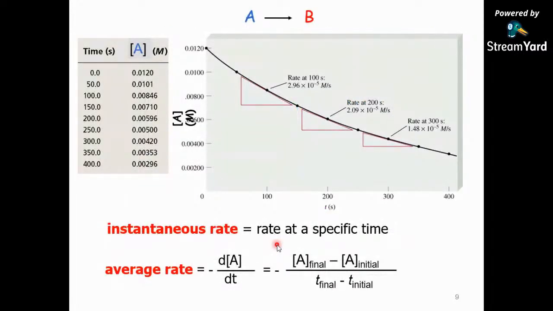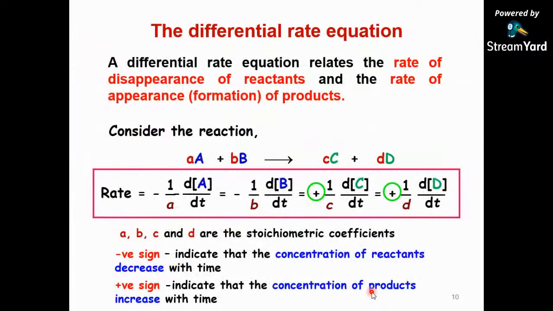You must know the average rate is the final concentration of A minus the initial concentration of A over t final minus t initial. So, just now you know how to write out the rate expression, right?